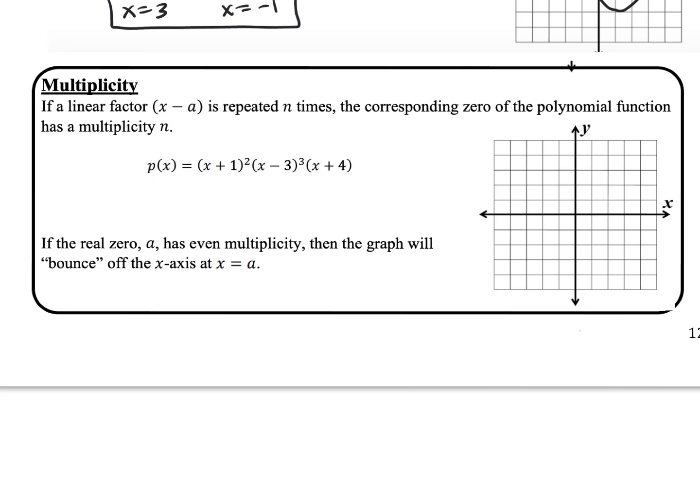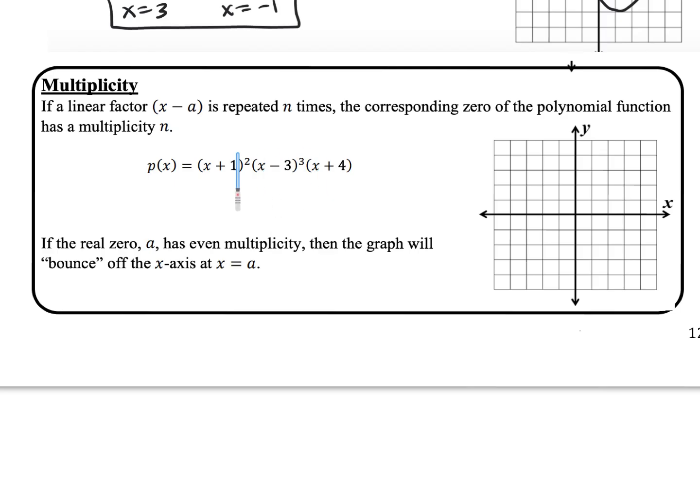We were talking about zeros yesterday, and that's where the graph crosses the x-axis. This one's already factored for you. Yeah, we could distribute this out, but how it's written tells us the zeros right off the bat. When are each of these sets of parentheses equal to 0? When x is -1, 3, and -4.